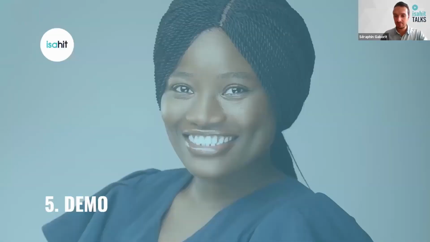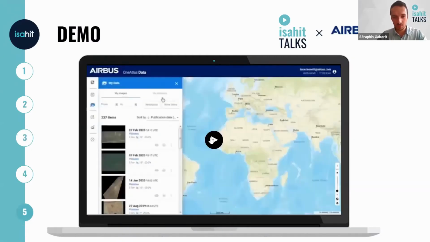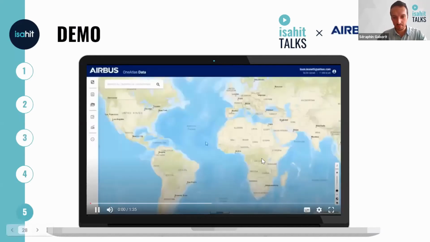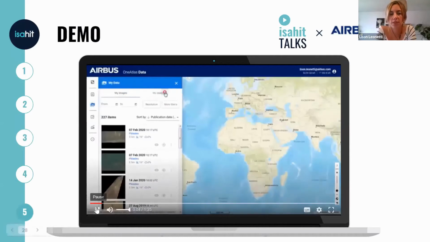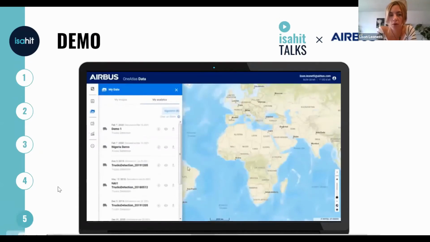And then let's finish with a short demo of the Airbus tool, and we'll just play a quick video. Thank you. So here in this demo, you see the One Atlas interface. This is what we saw at the beginning, right? And right now we are going to show you how these data sets that we did with Isahit are transformed into products on our platform.